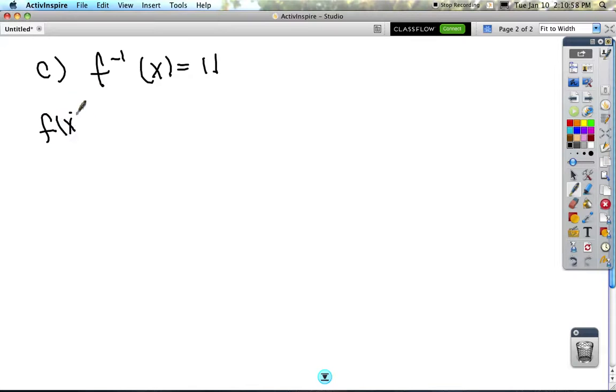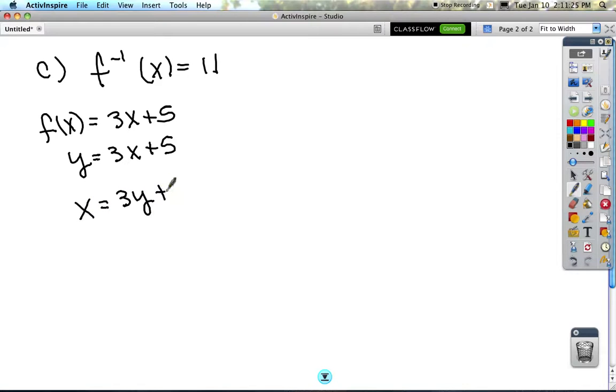The F. So f of x equals what? 3x plus 5. Now, this f of x is equal to y. What was the next thing after you rewrote it? What did you have to do? You don't solve it. Switch the x and the y. So y becomes x and x becomes y.